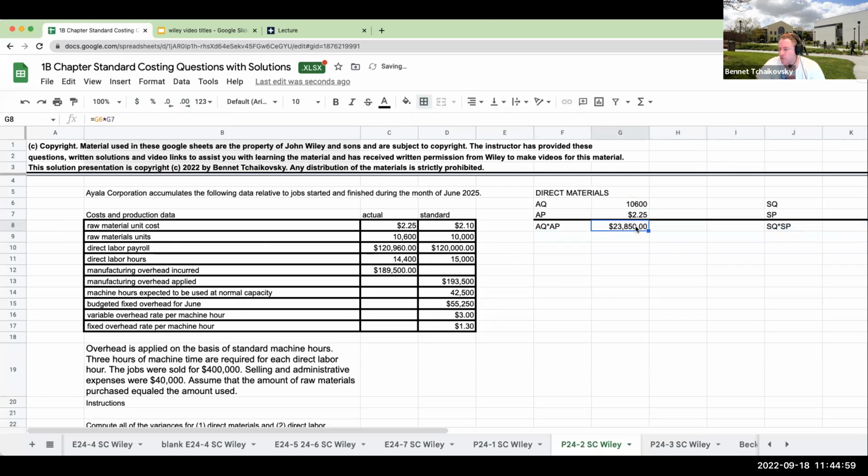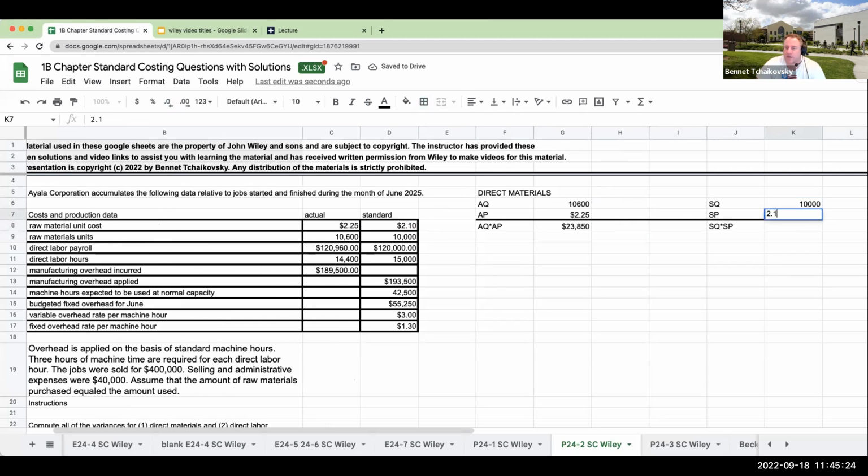Again, 10,600 actual units at $2.25 cost per unit. Most of the questions you'll see me do, they don't give you the price, they just give you one and the other. So you got off easy today. My standard quantity is 10,000 for the number of units that I produced. My standard price is $2.10 per unit. So how much I should have spent on materials is 21,000.